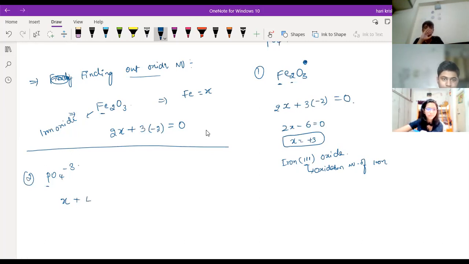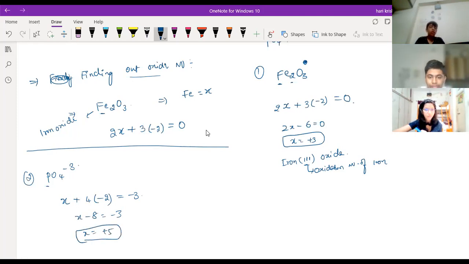So 4 into each oxygen -2 is equal to, what is the charge here? -3. So X minus 8 is equal to -3, or X is equal to +5. You got the answer? Yes, I got the answer.